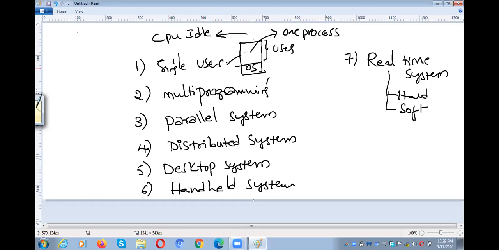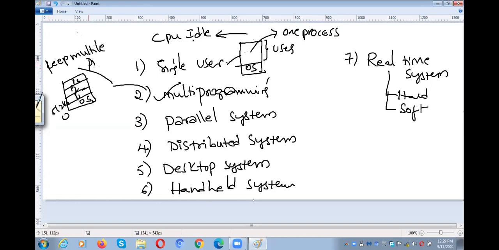In order to avoid that problem, we go to multi-programming. What is multi-programming? The main memory is divided into two partitions. One is for the operating system and the remaining is for the user area. The entire user area is divided into blocks so that we can keep multiple programs in main memory. Then the advantage is that the CPU will not be idle; it will be busy all the time.